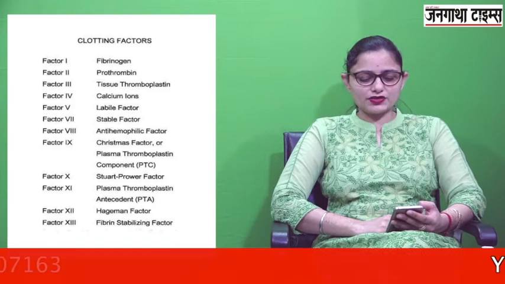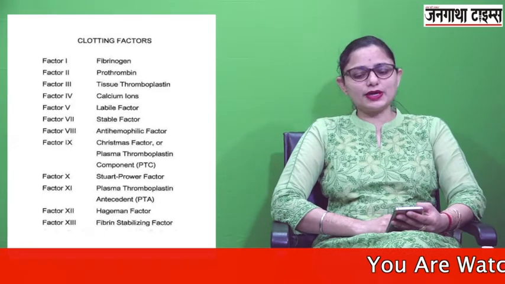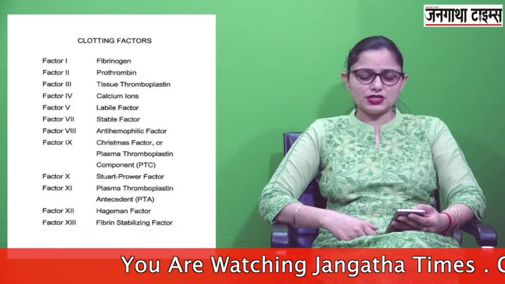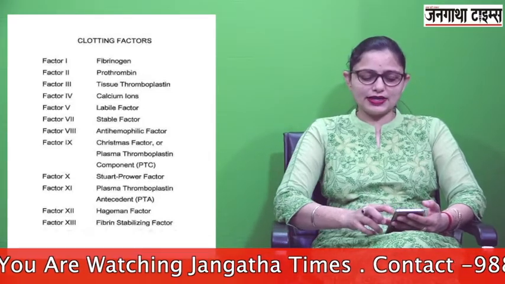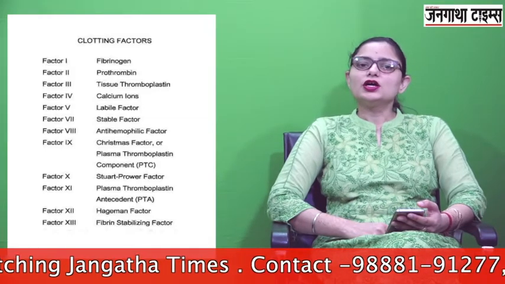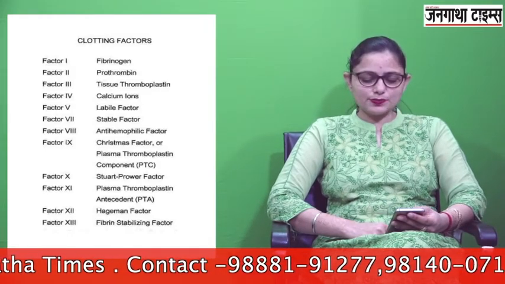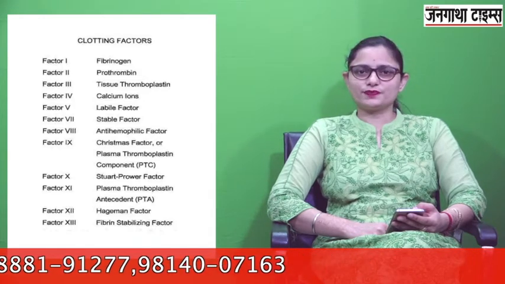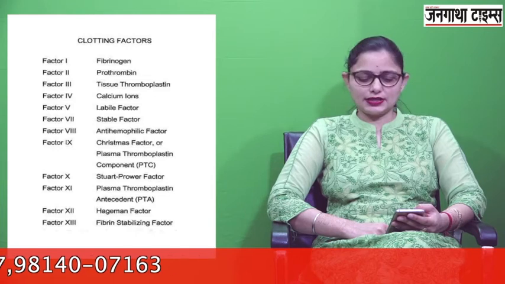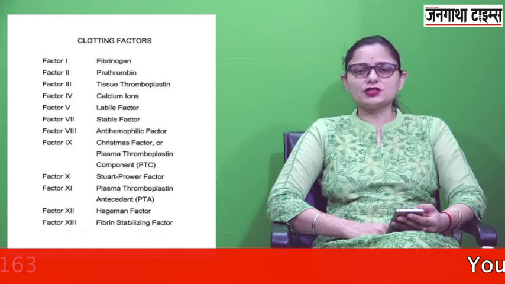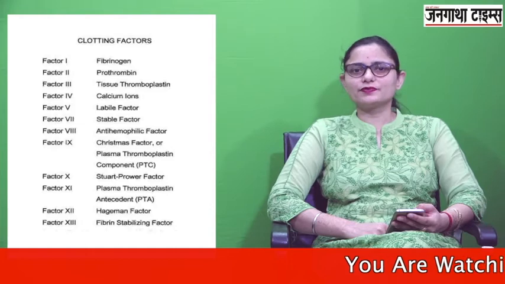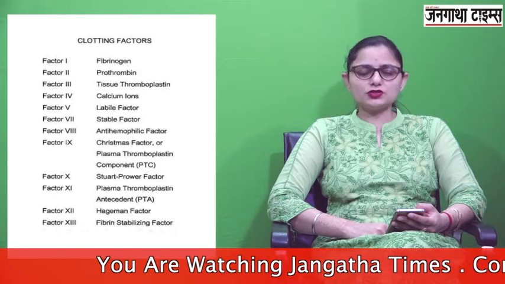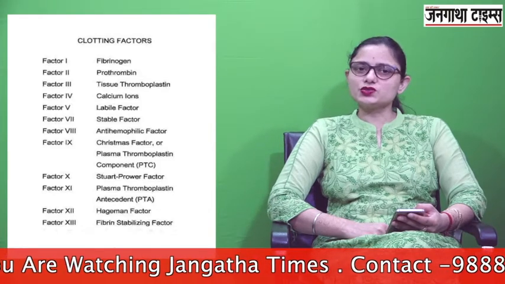Clotting factor number 7 is proconvertin, which is released by the liver. Clotting factor number 8 is antihemophilic factor, which is released by the platelets and the endothelial cells. Clotting factor number 9 is the plasma thromboplastic component, the PTC, which is released by the liver. Clotting factor number 10 is the Stewart-Prower factor, which is also released by the liver. Clotting factor number 11 is PTA, plasma thromboplastin antecedent, which is released by the liver.